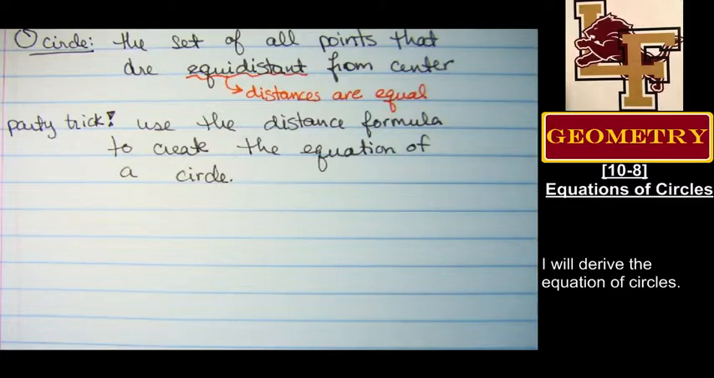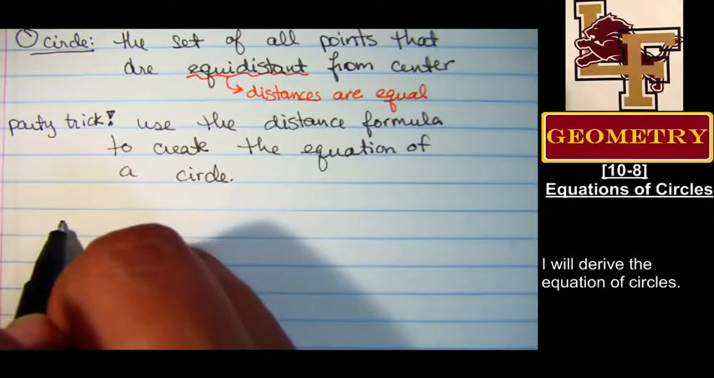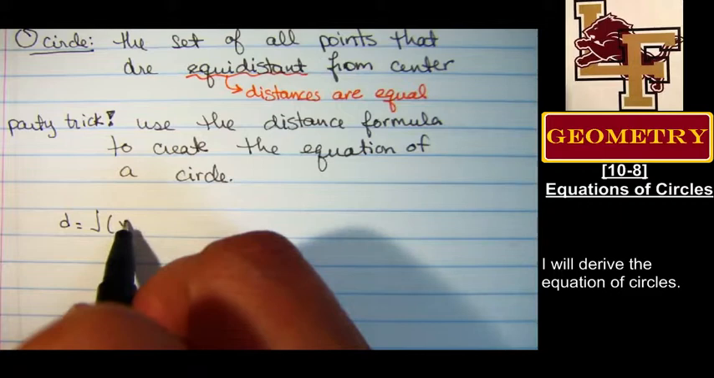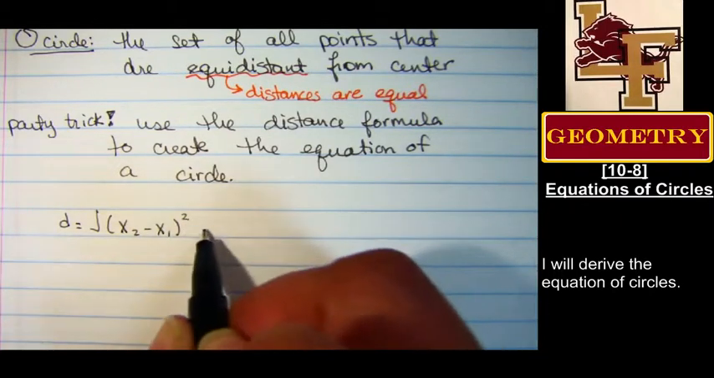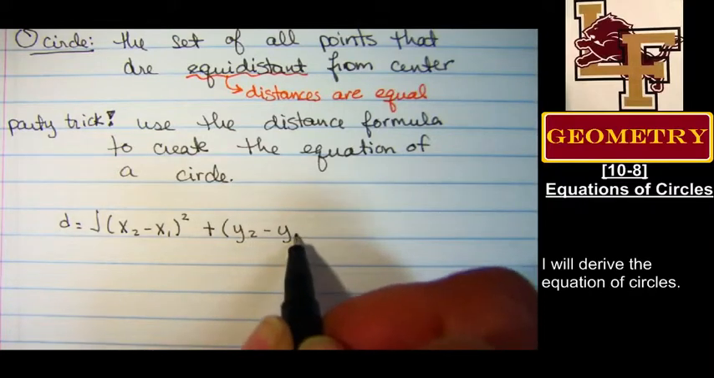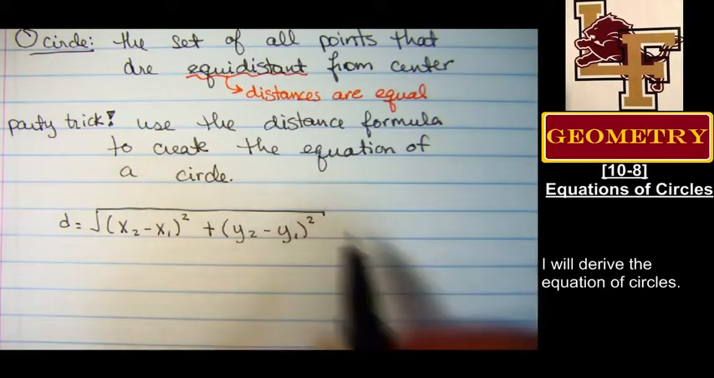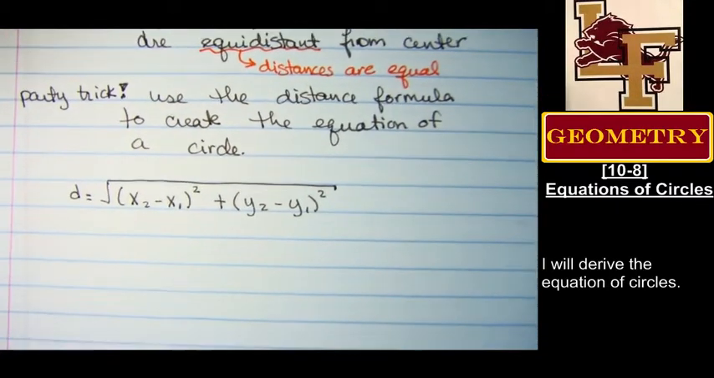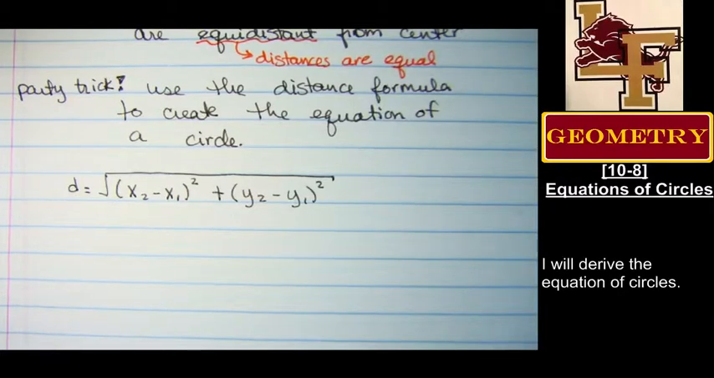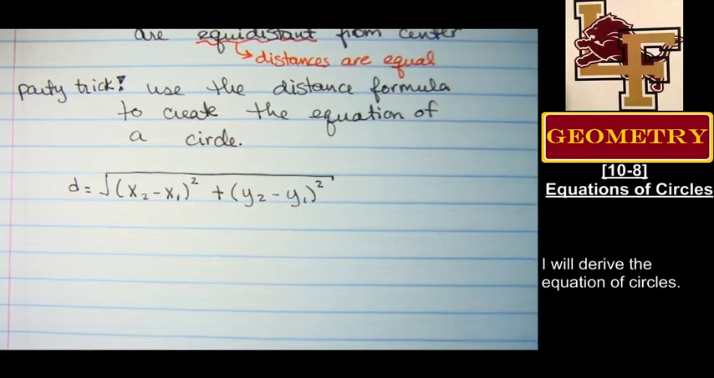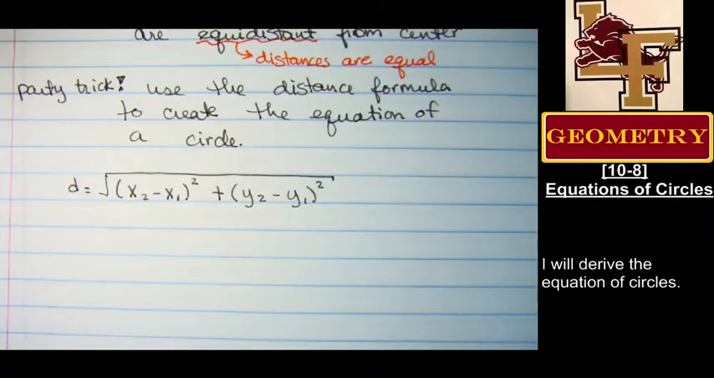All right, so let's start with our distance formula. The distance formula was D for distance, and then we had this square root thing. Do you remember this thing? Yeah, the super long one that we used at the beginning. Party trick. We're going to use the distance formula to pull the equation of the circle out of our hat, like a magician. All right, here's our distance formula.